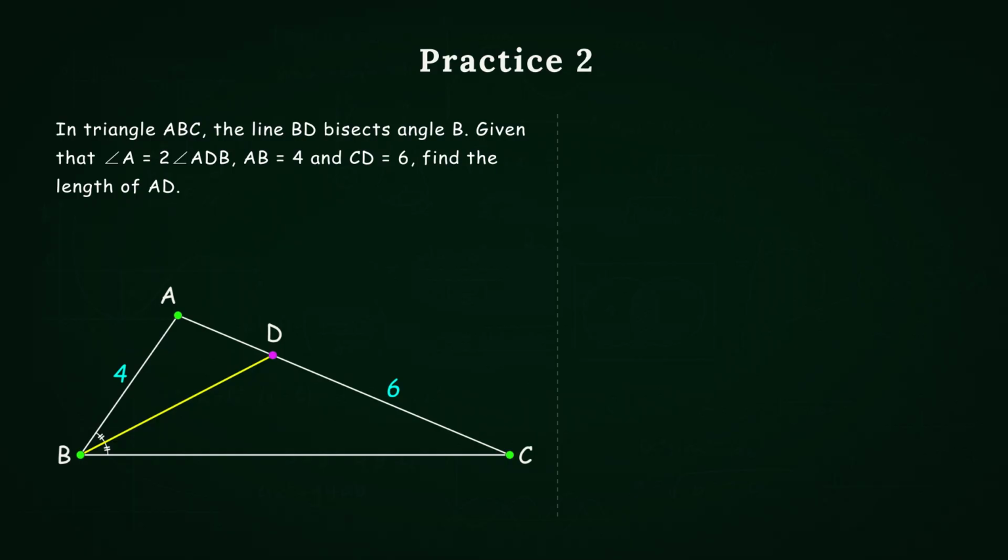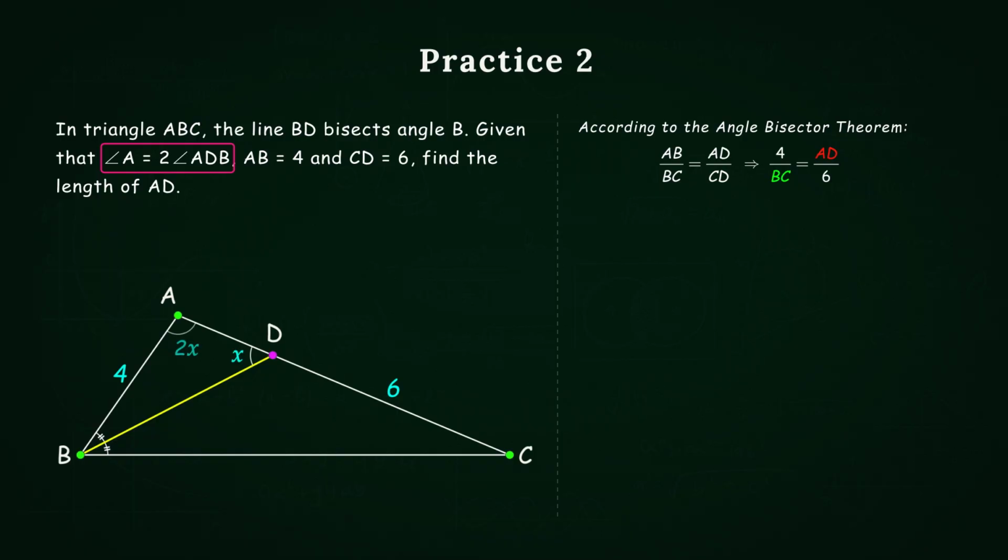Let's jot this down. According to the angle bisector theorem, AB over BC equals AD over CD. In this equation, since we already know AB and CD, and AD is what we're looking for, we just need to find the length of BC to complete the problem. So, how do we find BC? We can notice that there is still one angle relationship that we haven't used yet. Let's label this angle as x, which means the other one will be 2x.